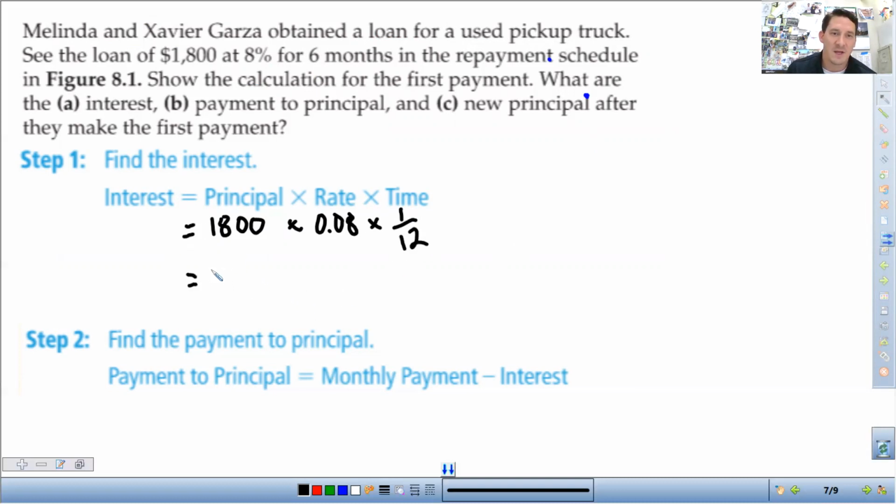Multiply all that out, we get $12. I should double check that with a calculator. 1,800 times 0.08 times 1 divided by 12 is $12. So the interest for the first month is $12. The payment to principal is the monthly payment, which was $307.08, minus the interest. 307.08 minus 12 is 295.08.